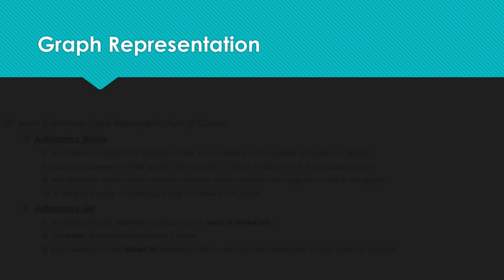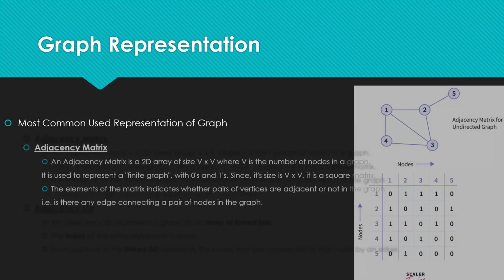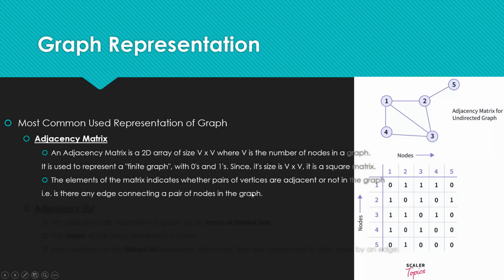Graph representation. There are two main representations for a graph, and they are most commonly known as the adjacency matrix and the adjacency list. Let's start with the adjacency matrix. An adjacency matrix is a 2D array of size V times V, where V is the number of vertices in a graph.